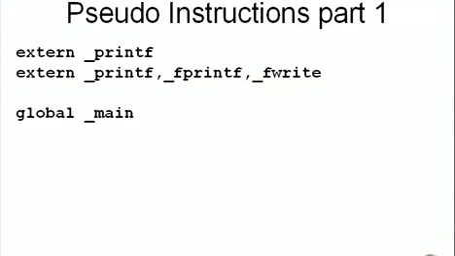The flip side of extern is global. This is a directive to tell the linker where the symbol is located in the assembly language program so any other modules that are looking for it can find it.